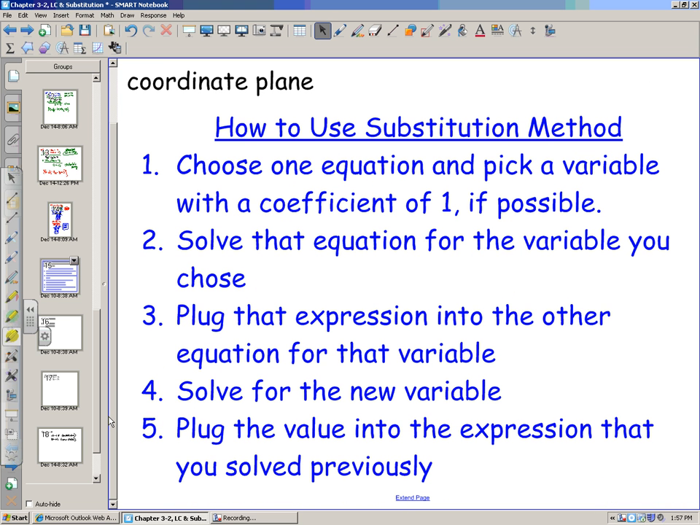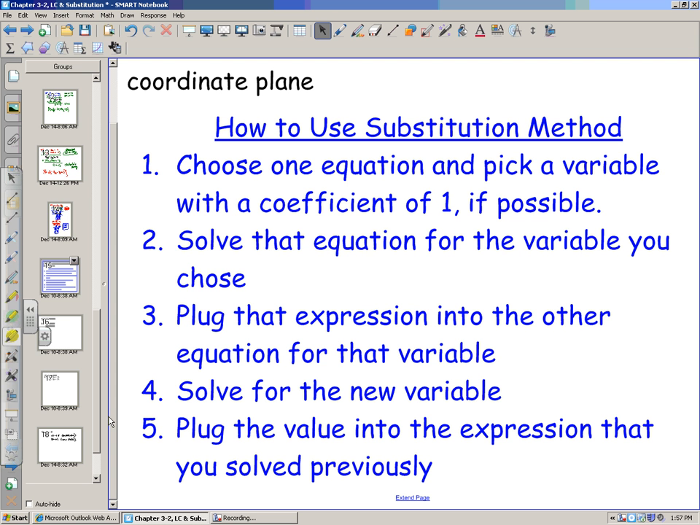How do you do the substitution method? Now think about it. Substitution, think of a sporting event. One person goes out, and what happens? Another person comes in. Well, that's exactly what this is. But instead of a person, it's going to be an expression. So you're going to choose an equation, and you're going to take that equation and solve it for x or solve it for y. Now, here's the kicker.